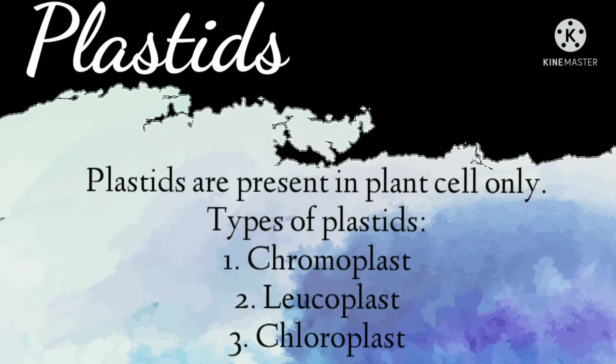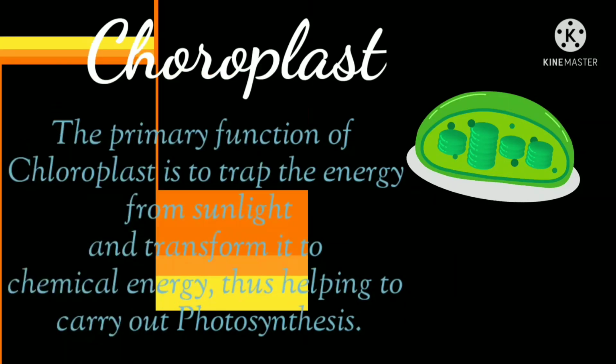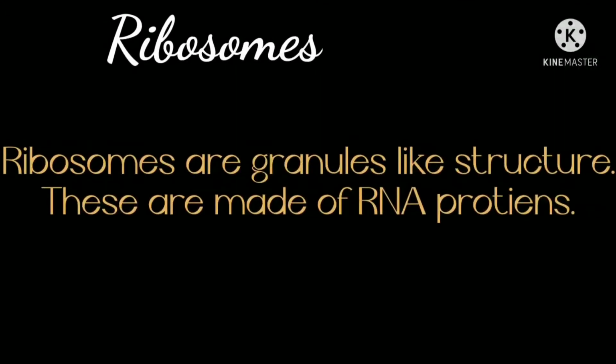The next organelle is plastids. Plastids are present only in plant cell, not in animal cell, and these are of three types: chromoplast, leucoplast and chloroplast. So we are going to study about chloroplast here. What is chloroplast? Chloroplast is green in color and its function is to trap the sunlight and then transform it into chemical energy and prepare food. What is the process of preparing food called? Photosynthesis.